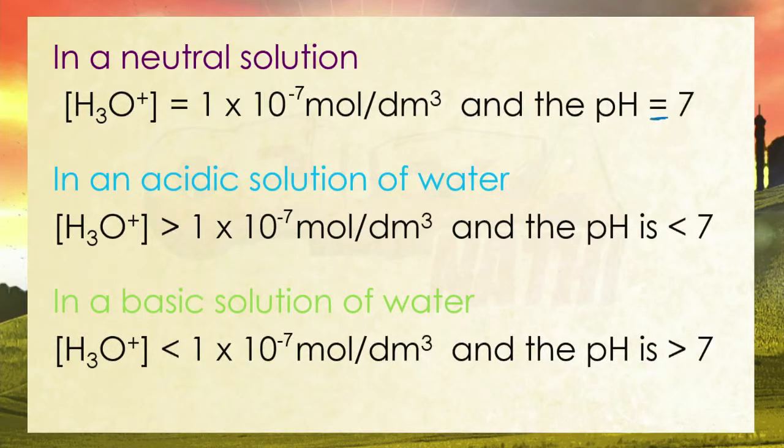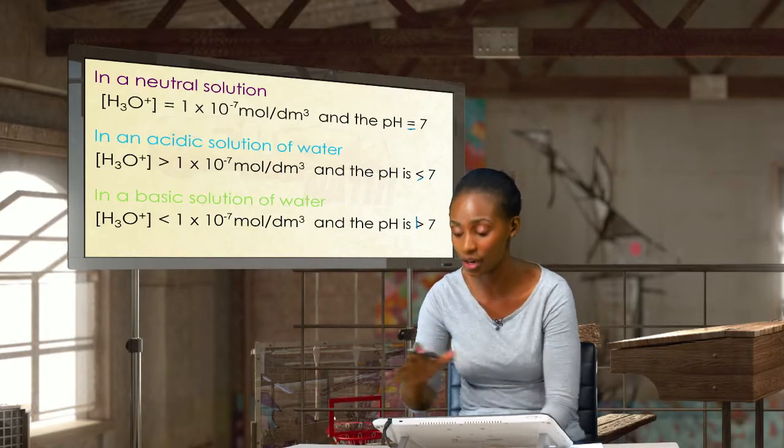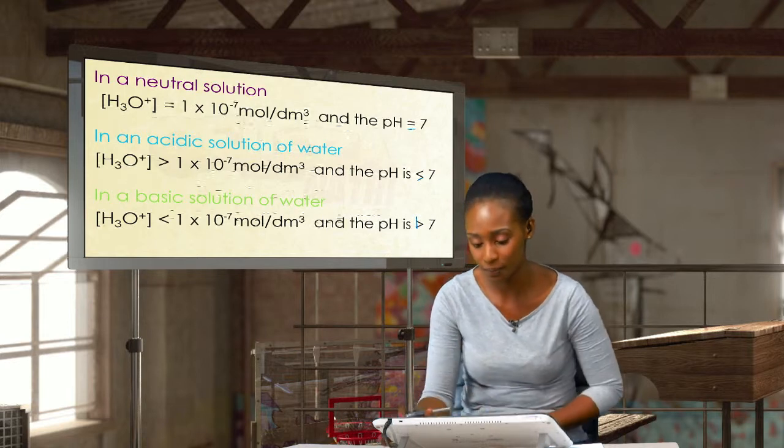equal to 7. However, if it is an acidic solution, then we know that it should then be smaller than 7, but your hydronium concentration will then be greater than 1 times 10 to the negative 7, where your basic solution will be bigger than 7 because it will fall in that pH scale, right? So make sure that you know how to refer back to this.